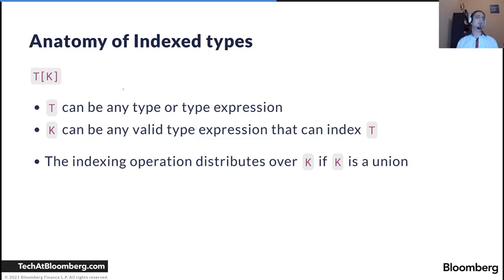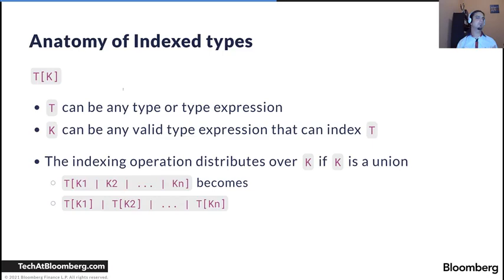Now, one interesting property of the indexing operation is that it distributes over K if K is a union. So what does this mean? If we have an indexing operation that is indexing with a union, so for example we have T[K1 | K2 | ... | Kn], well, this actually becomes T[K1] | T[K2] | ... | T[Kn]. So what practical applications are there to this?